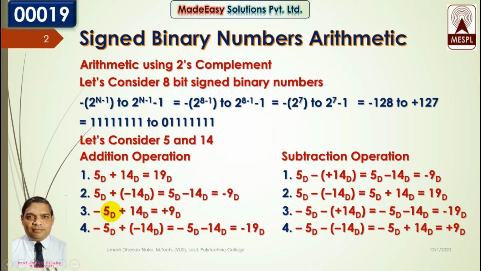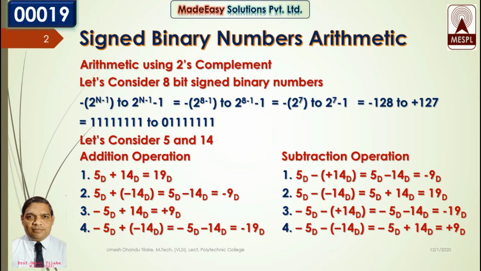Equation 3 of the addition operation is similar to equation 4 of the subtraction operation. Minus 5 plus 14 is equal to 9. And equation 4 of the addition operation is similar to equation 3 of the subtraction operation. You can see over here, minus 5 minus 14 is equal to minus 19. Here you are getting the same, minus 5 minus 14 is equal to minus 19.